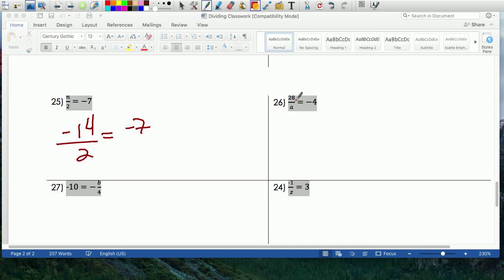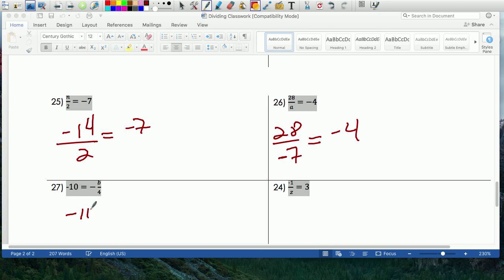Number 26: 28 divided by a number equals negative 4. 28 divided by what number is 4? Well, let's worry about the number first. Well, it has to be 7. Now, does that 7 need to be negative, or can it be positive? Well, 28 is positive, and a positive divided by a positive does not equal negative. So this 7 has to be negative, because remember, if they have different signs, the answer will be negative.